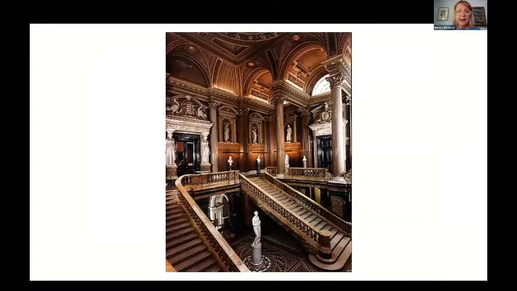Look at the inside of this museum. As you walk through that portico, you come into this interior with this sweeping staircase. And my goodness, it's lavish, isn't it?